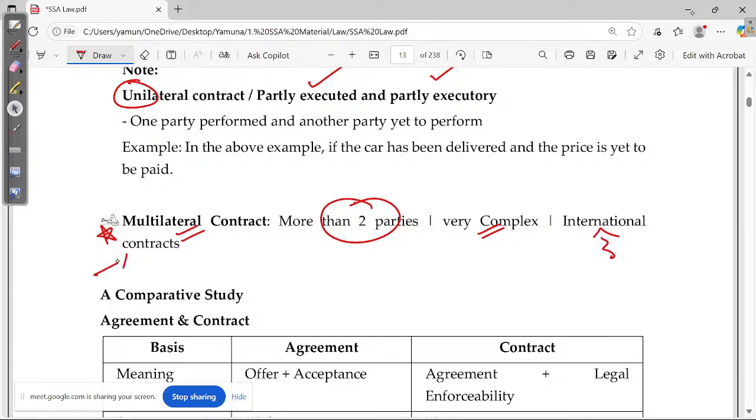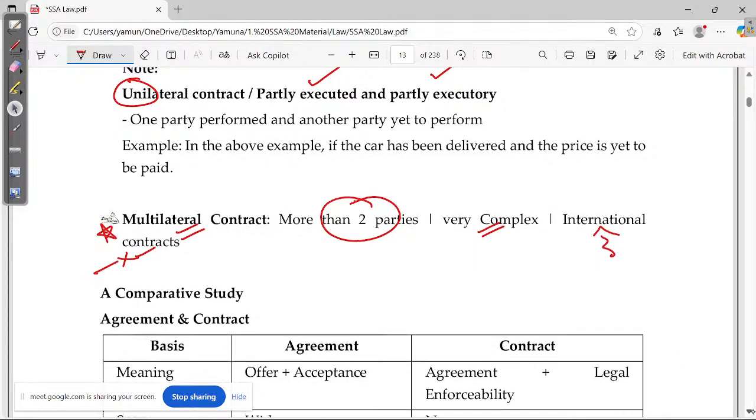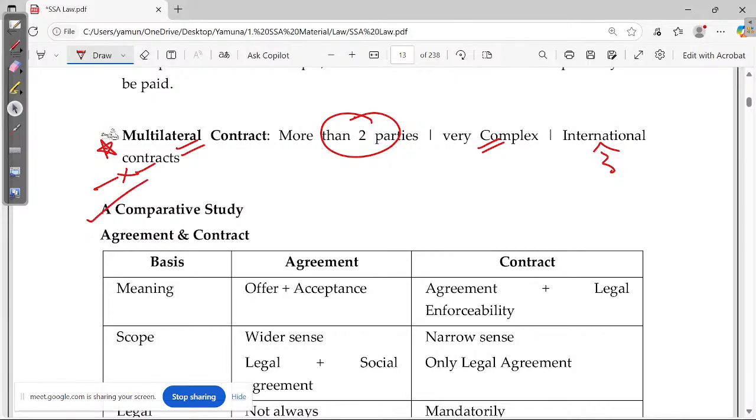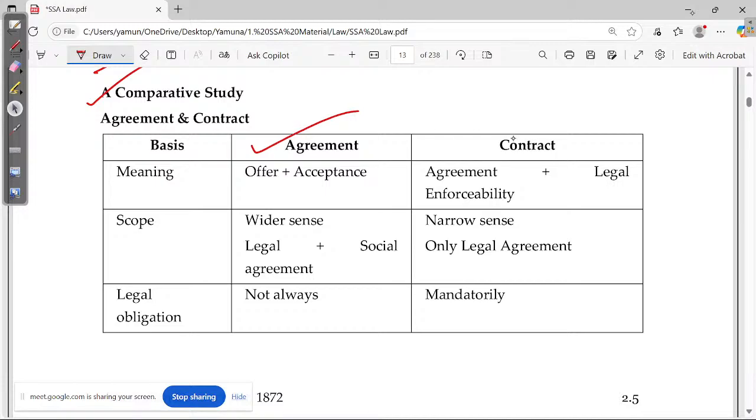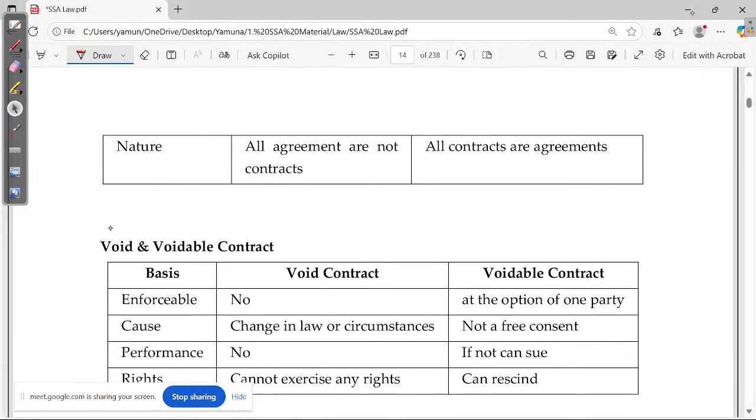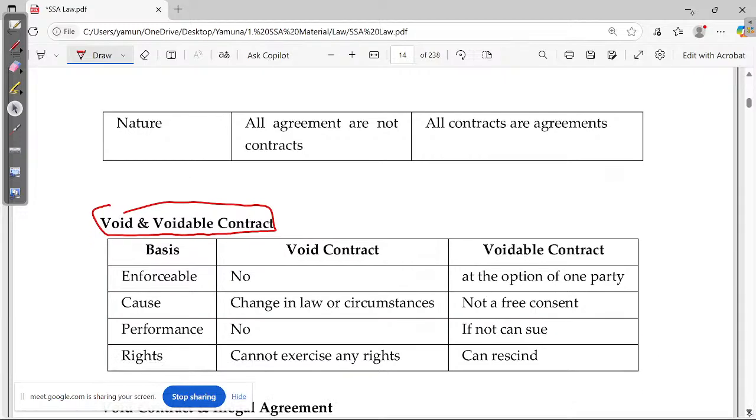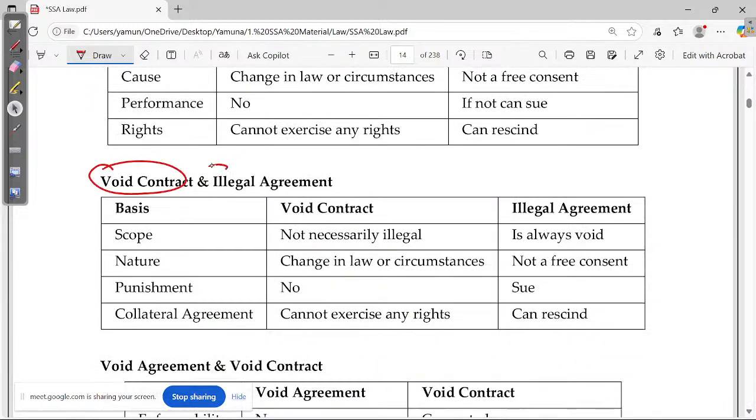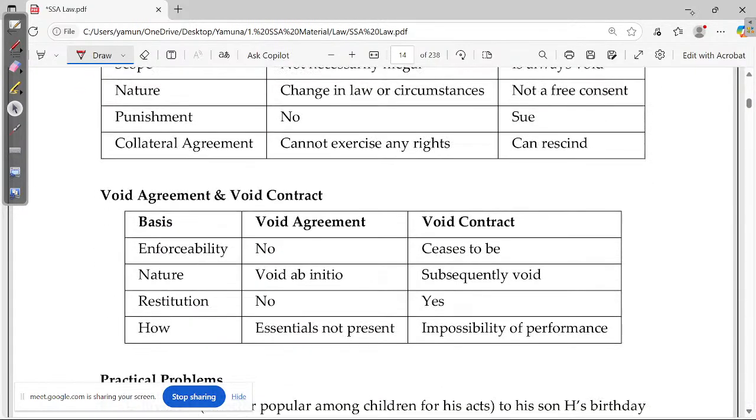Probably I think I have completed till here. In the next class, I'll discuss this comparative study block. I request you to go through all these tables. What do you mean by agreement and contract? The difference, on what basis you're differentiating. So this is one classification, and one is about void and voidable. I have discussed almost everything. I just want you to refer. Void and voidable. Then you have void contract and illegal agreement, and this is the fourth one, void agreement and void contract. See, there's a difference between void agreement and void contract. You just go through and explain it.